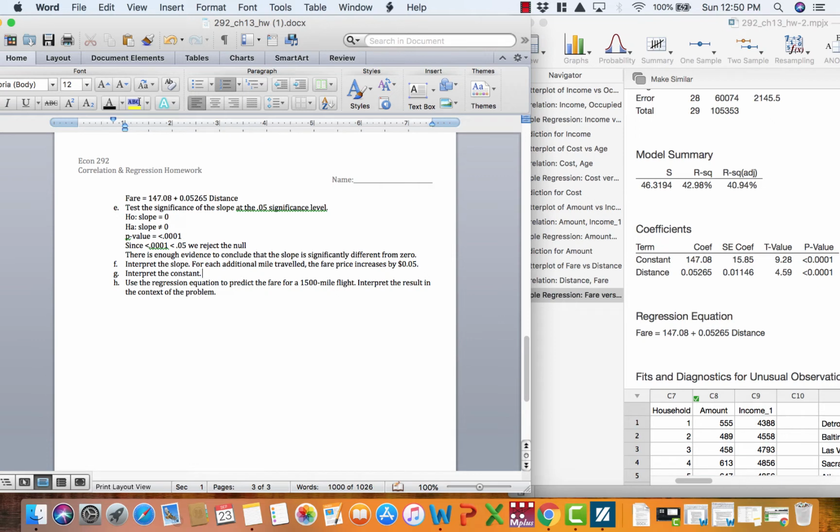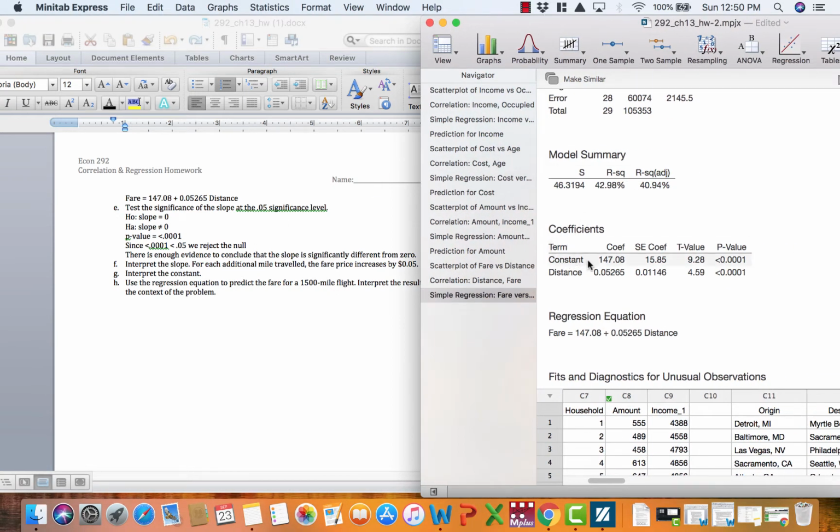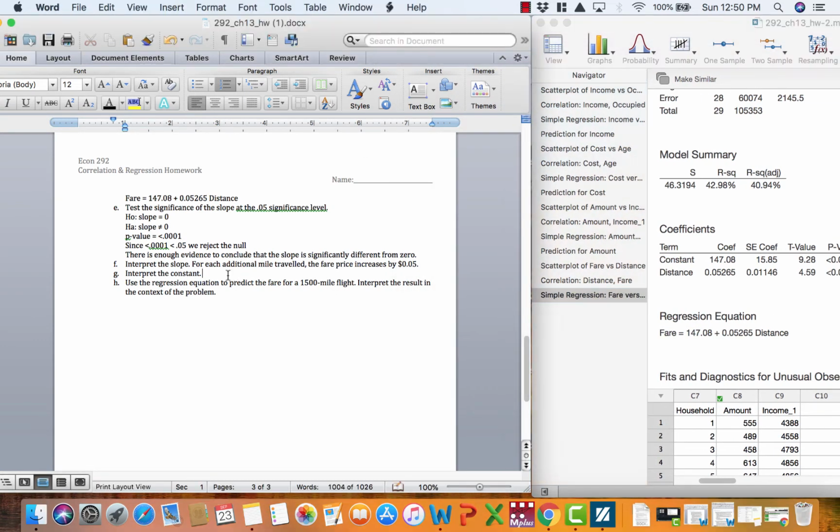All right, what about the constant? Do we want to interpret it? We go over to our coefficients table. We look at the p-value on constant. It is significant, so we do want to interpret the y-intercept. So when the distance traveled is 0 miles, the fare price is $147.08. I'm just going to put in parentheses here, you guys have probably taken an accounting class. This would be something like a fixed cost. So this is just some base fare that the airline is charging regardless of the distance traveled.